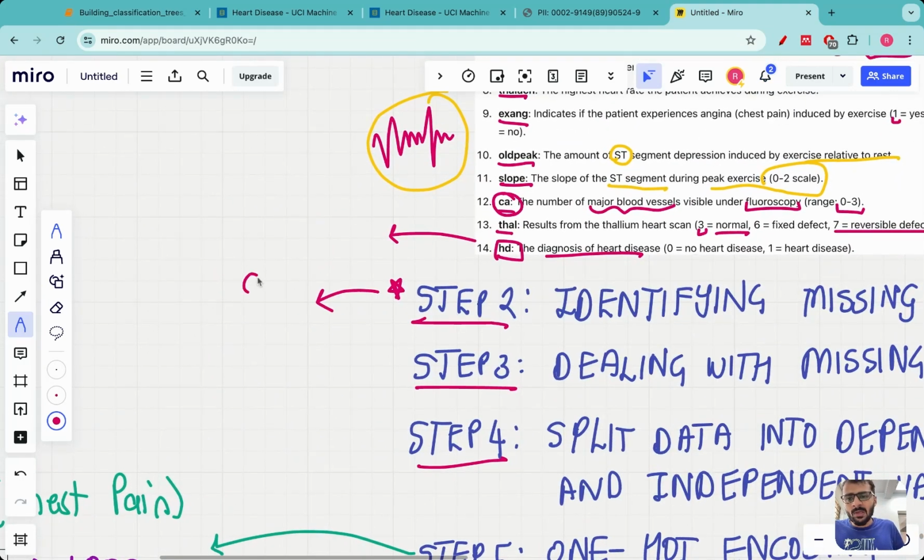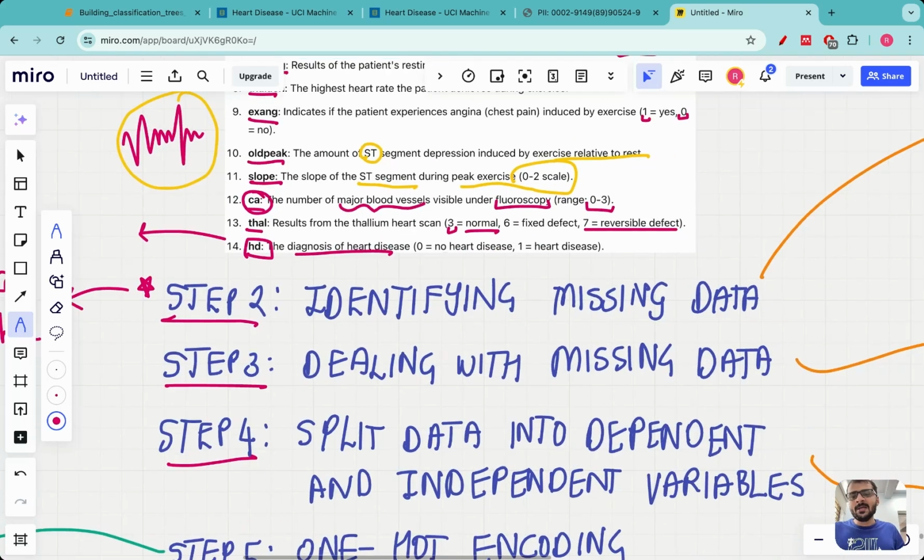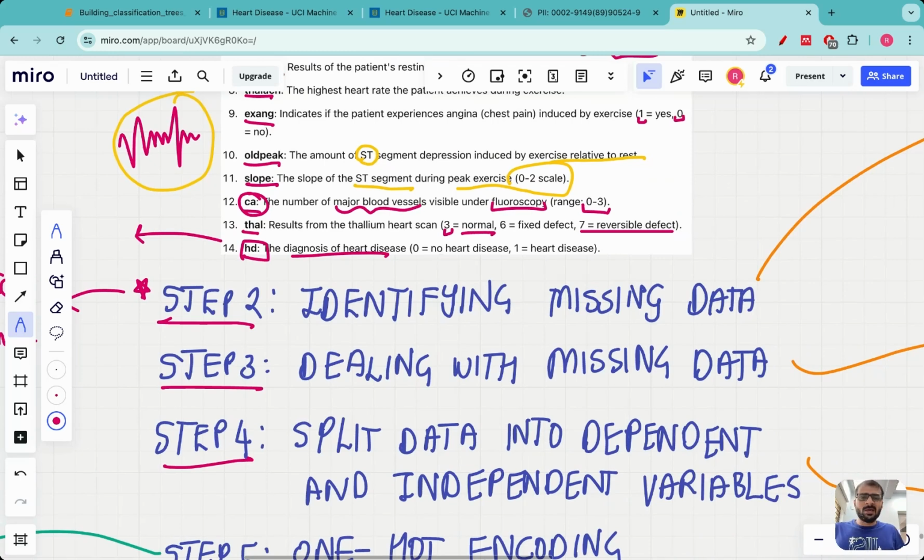After step 2, we have identified that there are two variables, the fluoroscopy test and the thallium heart scan, with missing data. This kind of makes sense because both of these are tests, which means there is a lot of human intervention required, and that's probably why there is missing data for these people. So always at each step, try to add your intuition along the way. This makes machine learning less of a black box, and it's more like shining a torch on this black box. So step 2 is done. We have identified the missing data.